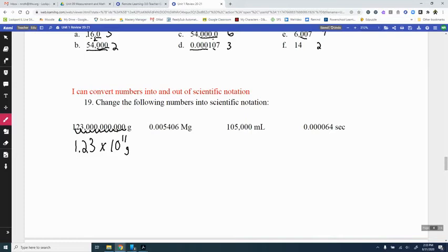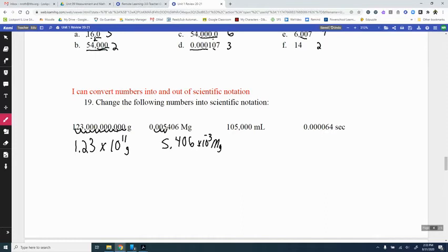Now, on this next one, the first non-zero number is the 5. So 5.44, there we go, 06 times 10. Now we have to look at how many places we move. The zeros are decimals there. 1, 2, 3 places. So it's times 10 to the 3rd. Since this is a small number, smaller than 1, our exponent is going to be negative this time. And that is megagrams.